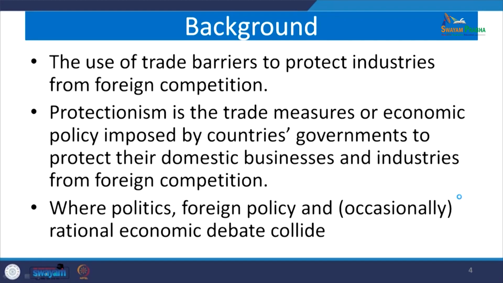Protectionism is an economic policy in trade. Let us try to define what we mean by protectionism and how to conceptualize it. It is all about measures or economic steps imposed by a country's government to protect domestic businesses and industries from foreign competitors. It is about the government's concern to protect the domestic country in terms of the market, the product, and its industries.